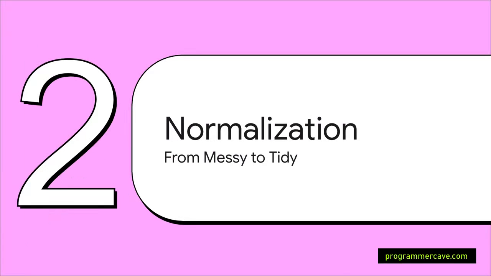Okay, so we've got our guarantees locked in. Now let's talk about organization. This is where normalization comes in. It's basically the process of tidying up our database schema. We're turning a messy closet into a beautifully organized library. And the reason we do this is to get rid of duplicate data and prevent all sorts of weird bugs when we try to update things.